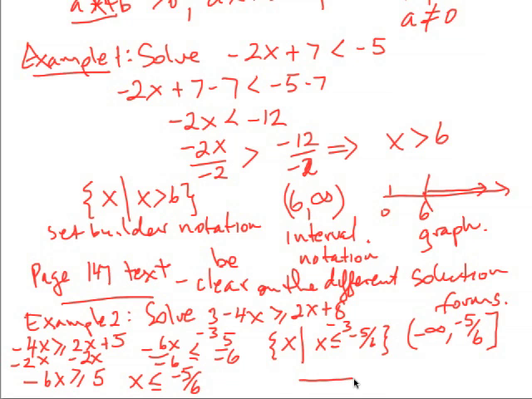And if we want to do a graph of this, let's suppose here's 0, then negative 5/6 here, and it would be this direction. And that would be our solution for this kind of problem.